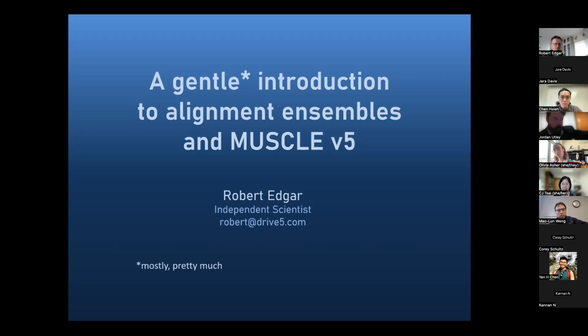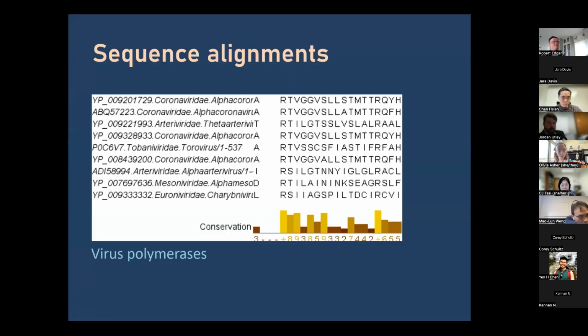Hang on. How do I advance the slide? Like that. Okay. So I understand we have a variety of backgrounds here, so some people may be more or less familiar with this kind of thing. So I'm going to assume you basically know the idea of a sequence alignment. And here I'm going to focus on virus polymerases. And you can see here we have an alignment in Jalview, and by eyeball this looks very reasonable. I mean, you don't need muscle, any alignment. You can do it manually. It's pretty straightforward.